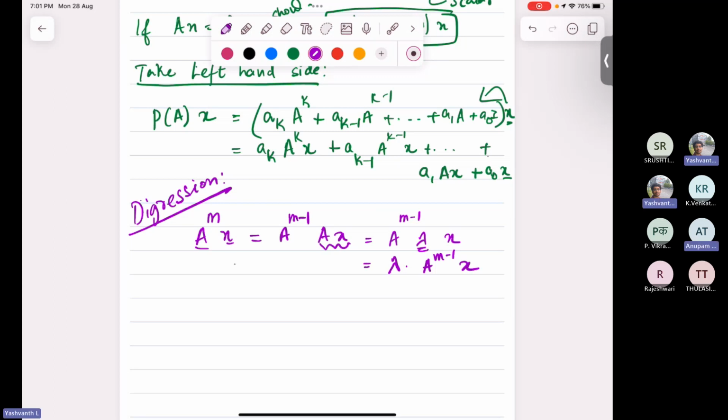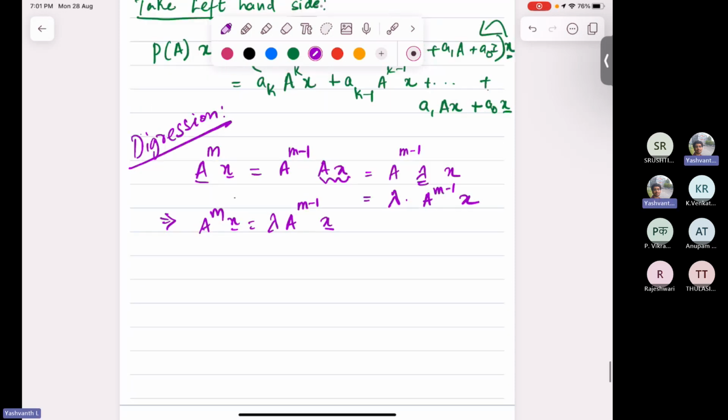So A^m x is equal to lambda into A^(m-1) x. Now do the same process again. I can write this as lambda into A^(m-2) into Ax, correct? That's nothing but lambda into A^(m-2) into lambda x, which is the same as lambda square into A^(m-2) x. Is this step clear?